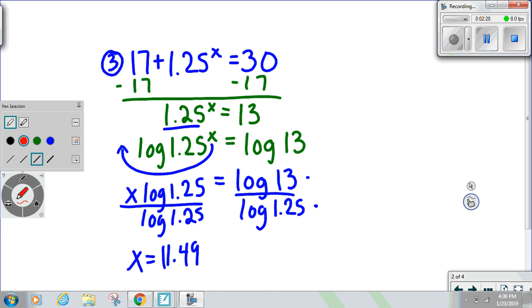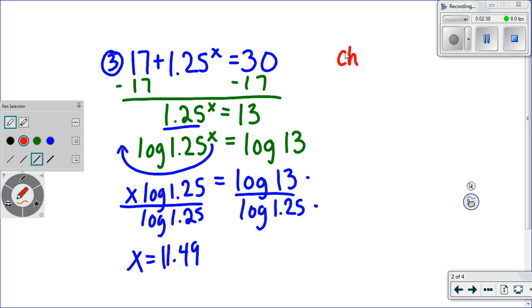All right, number 3 just gets a little bit more involved when it comes to simplifying and solving for x. But I want you to keep in mind this whole time your change of base formula. Does this remind you of change of base? Think of that proof that you watched for change of base. So I have 17 plus 1.25 raised to the x power equals 30.